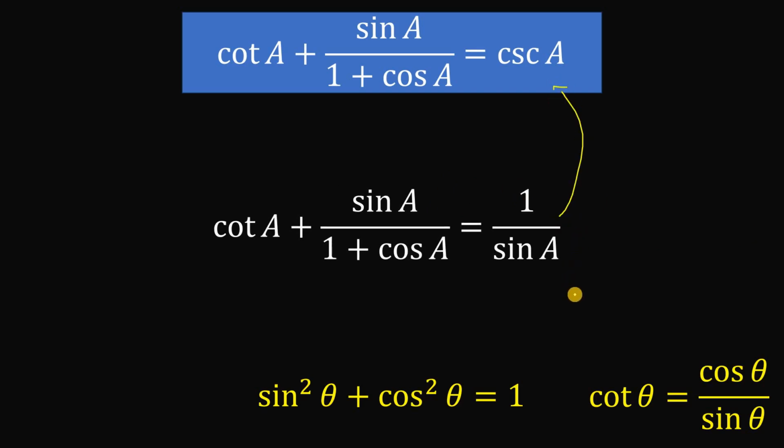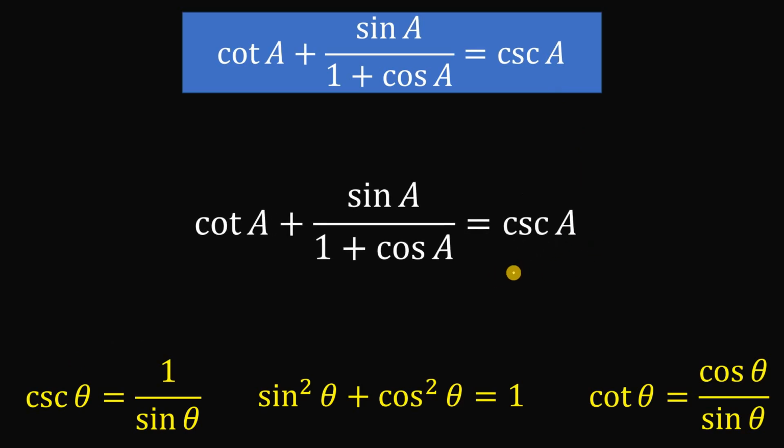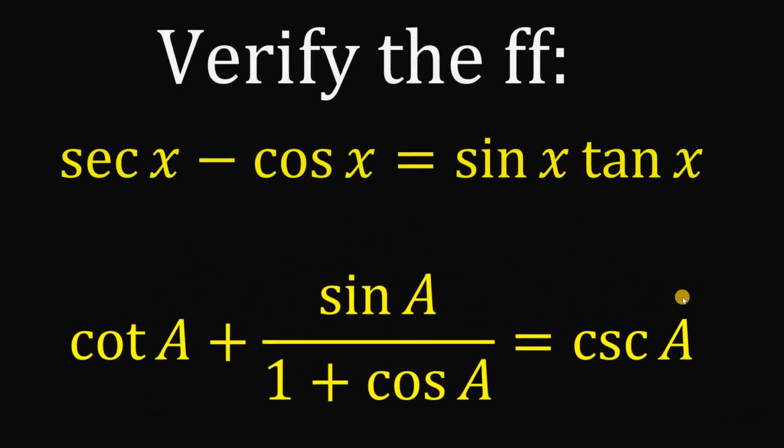Now, for the last time, let's use this identity because we know 1 over sine of theta must be the same thing as cosecant of theta. Therefore, 1 over sine of A must be the same thing as cosecant of A. There you go. This identity is now verified also. And as always, we are done.